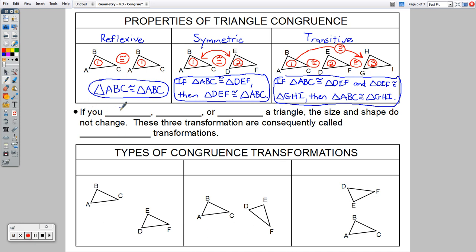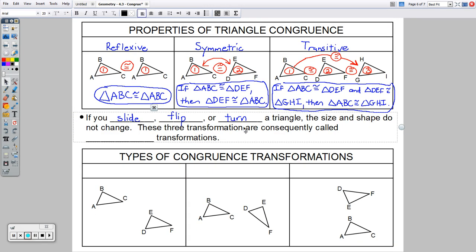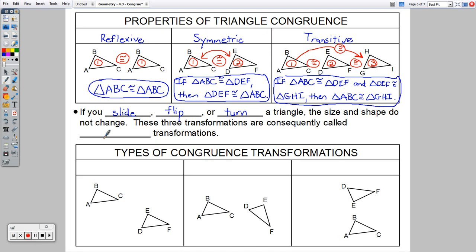If you slide, flip, or turn a triangle, the size and shape do not change. These 3 transformations, I should say transformations, not transformation. Let me fix that real quick. I'll make sure that's fixed on the notes that you have. So these three transformations are consequently called congruence transformations, because congruence still holds from one to the next.